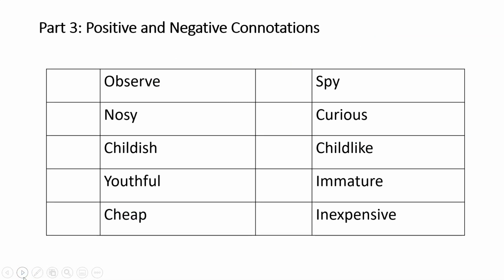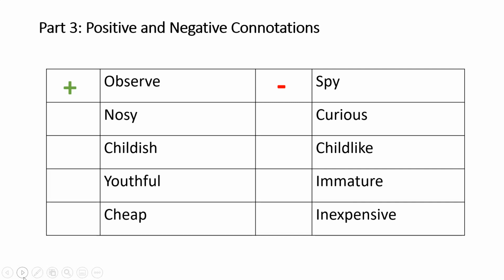For part three, words can have positive and negative connotations. So they can have the same denotative meaning. They can mean the same thing from the dictionary, but one of them can seem more positive and one of them can seem more negative. So take a minute and pause this video and try on your own to fill in, out of these two sets of words, observe and spy, which one do you think has the positive connotation and which one do you think has the negative connotation? And after you have done all of those, then unpause the video and we'll review all of them. So between observe and spy, observe has a more positive connotation and spy has a more negative connotation.